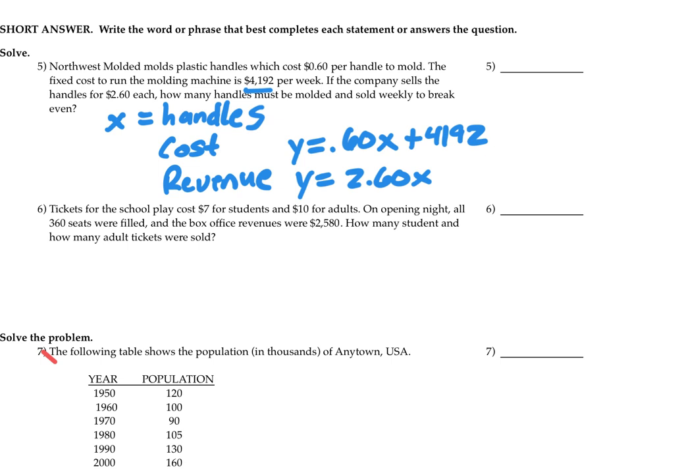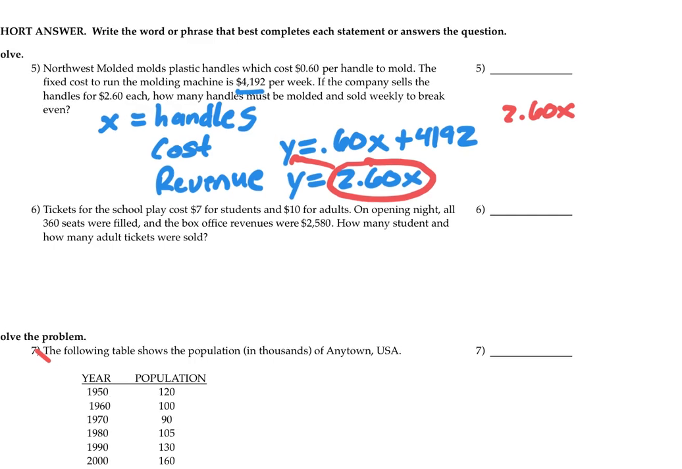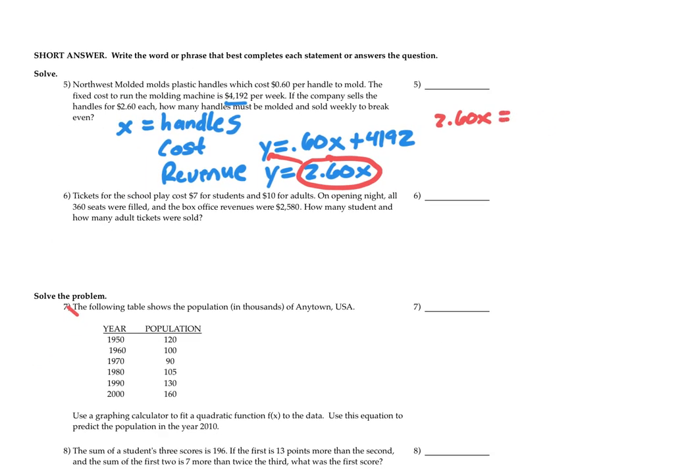Both of these are in slope-intercept form. These are your two equations. And I know that I've told you that matrices is probably our quickest and easiest go-to, but in this case, because they're both in slope-intercept form, I think the easiest route here is just to take this and plug it in for y right here. And so then you could just go 2.60x equals 0.60x plus 4192.